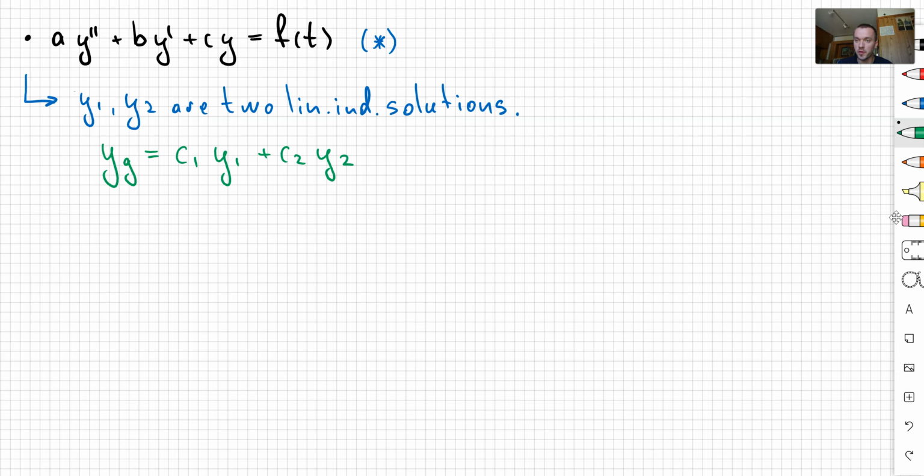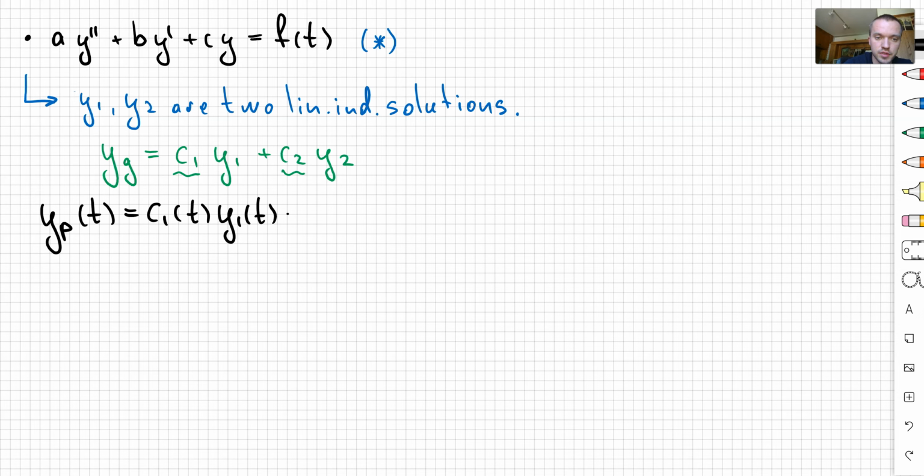So variation of parameters is going to go the following way. We're going to take our constants and make them functions of t. In other words, I'm going to define my y particular in terms of t as c1 as a function of t, times y1 as a function of t, plus c2 of t times y2 of t. So c1 and c2 are now parameters depending on t, and that's why it's called variation of parameters. And they are some unknown functions.